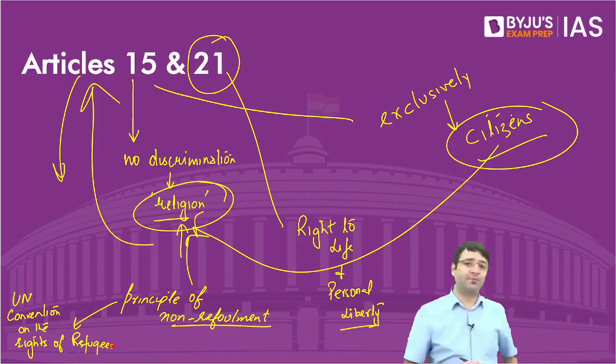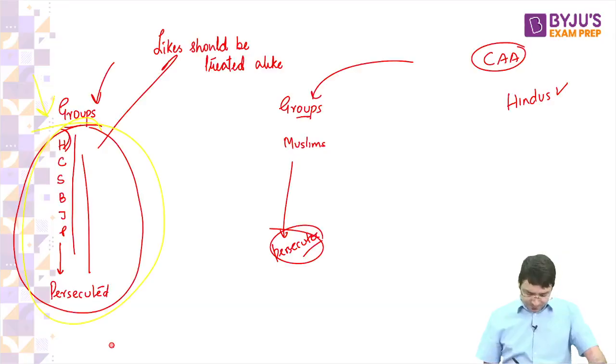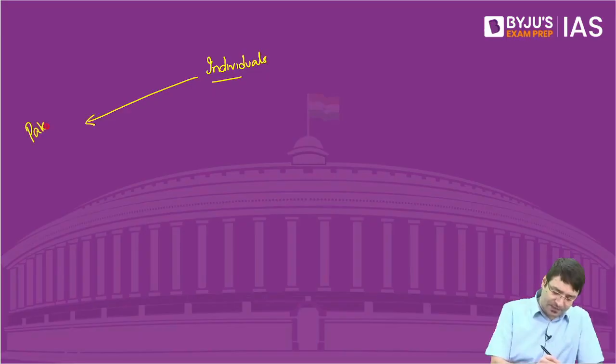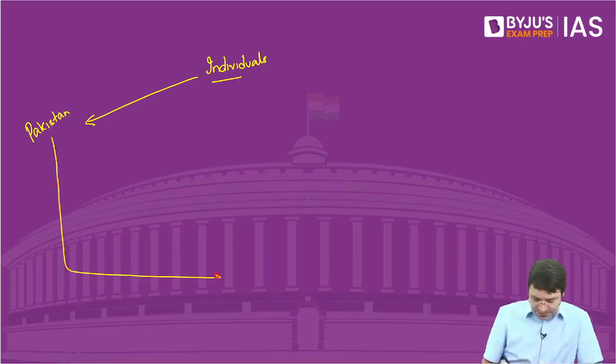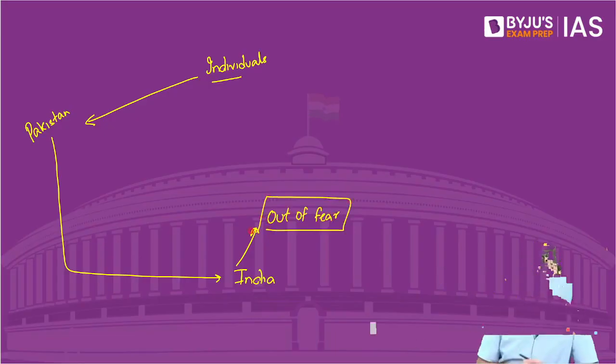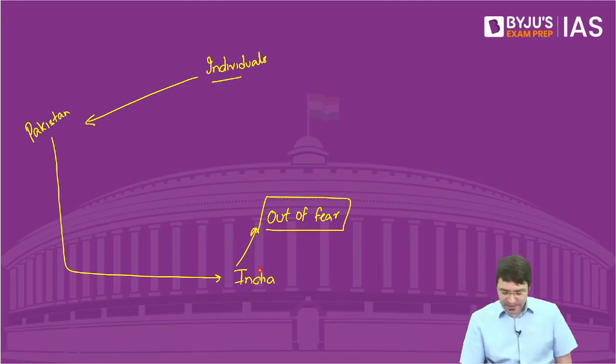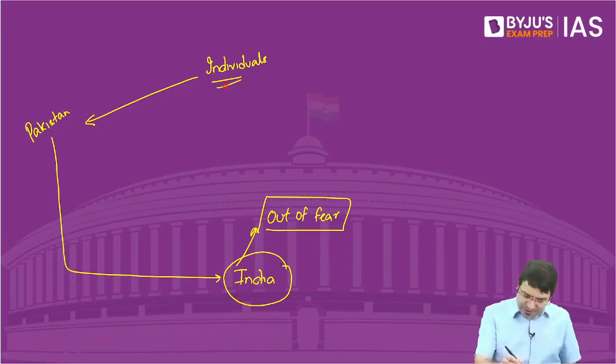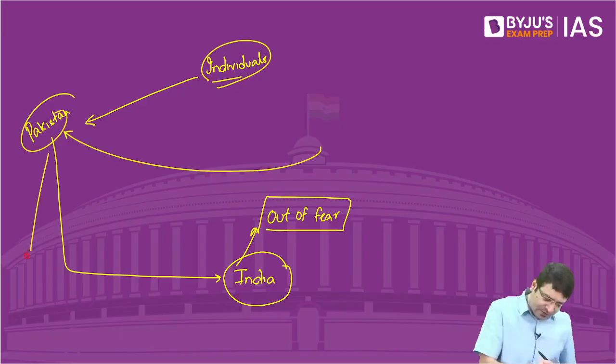What is the principle of non-refoulement? For example, these are individuals from a country called Pakistan. Clear? But they have fled Pakistan and come to India, and they have come to India out of fear. If they have come to India out of fear, it is an obligation on India under the principle of non-refoulement that you cannot send these individuals back to the country where their life is in danger.